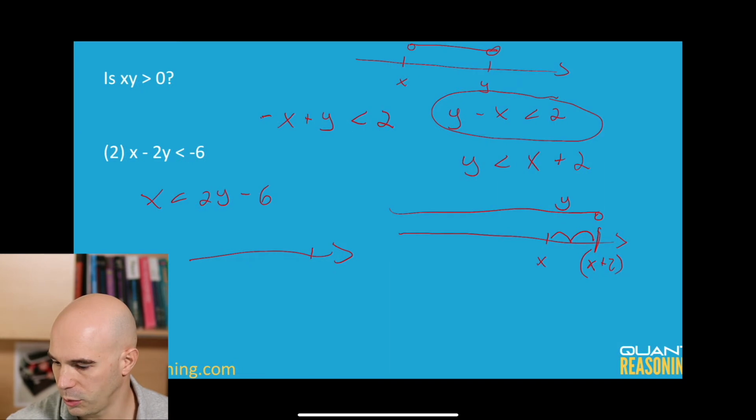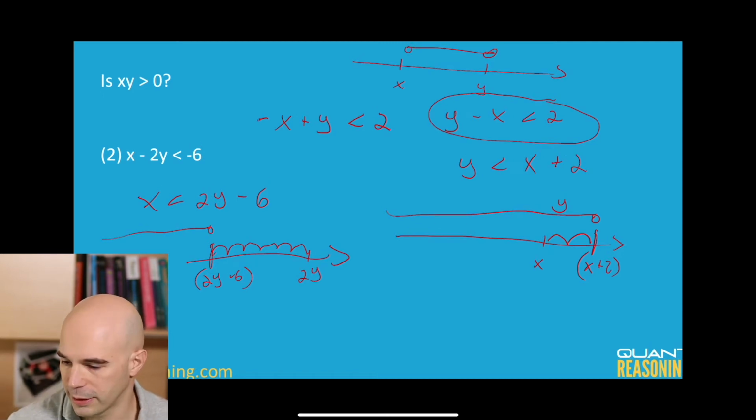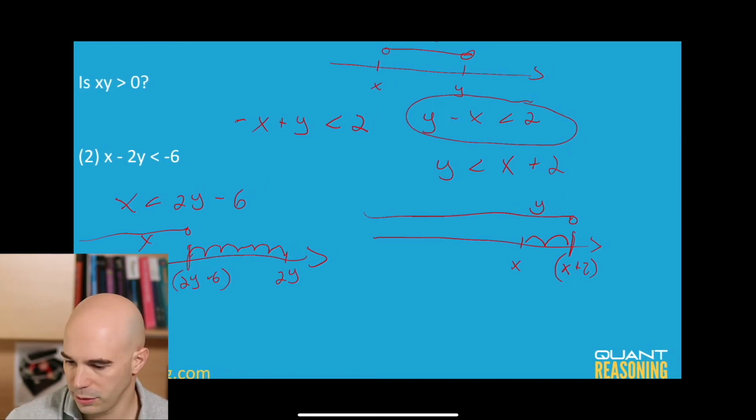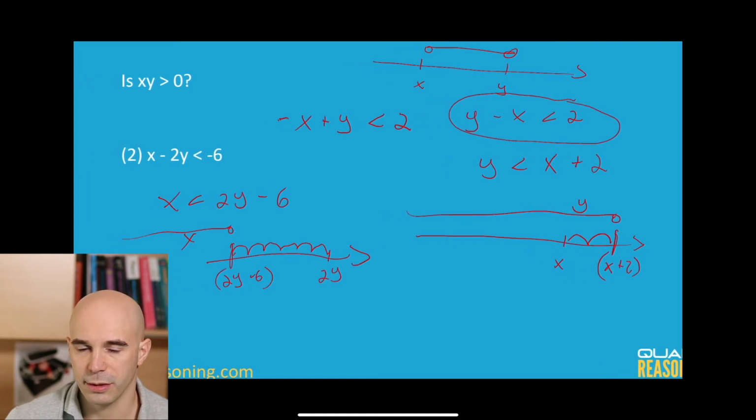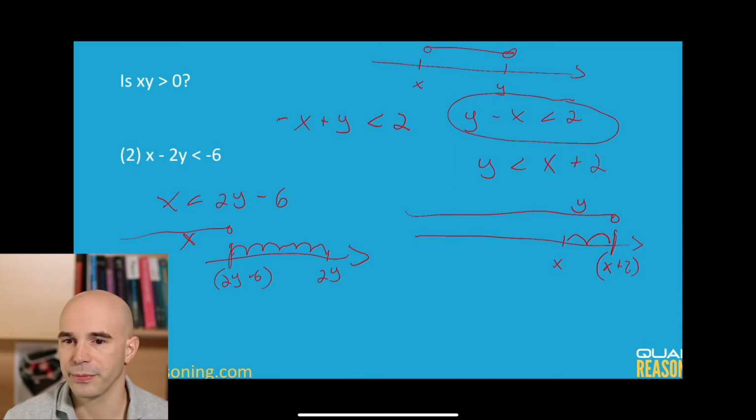Draw a number line for that. And say, here's 2y. 1, 2, 3, 4, 5, 6. There's 2y minus 6, and x is somewhere to the left of that. And what you would want to ask yourself is, where is 0 on this number line? Because the question wanted to know, are x and y both on the same side of 0 or not?